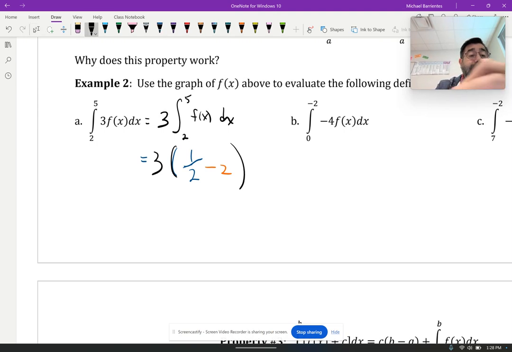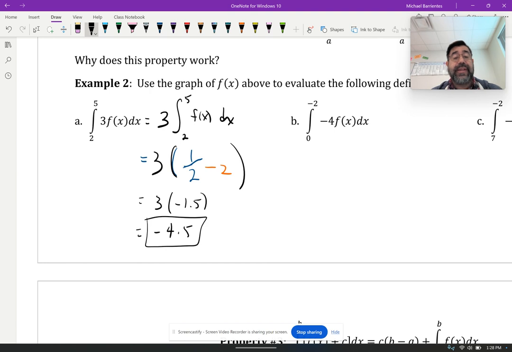Let's see. So that would be 3 times negative 1.5. And I believe that's negative 4.5. My answer is right there. That's it.